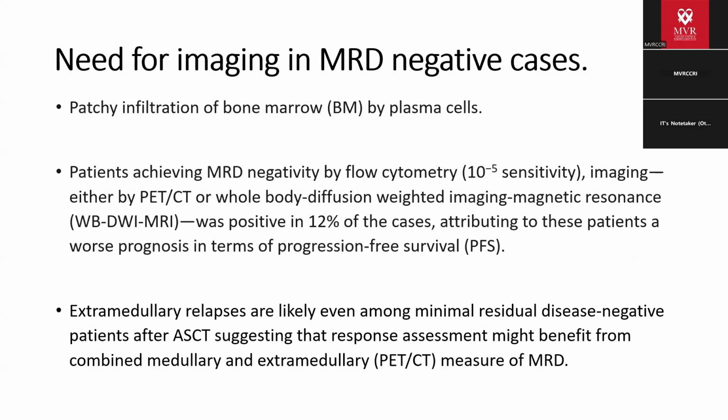So we have this criterion of imaging negative MRD, because where you have patchy infiltration and MRD negativity, imaging can pick it up. In one study, they found that around 12% of cases who were negative by MRD were positive in imaging, and they had poorer prognosis. Following transplantation also, extramedullary relapses are likely. So following transplant, the flow MRD may be negative, but for a comprehensive evaluation we need imaging to see whether the patient has any extramedullary disease or not.